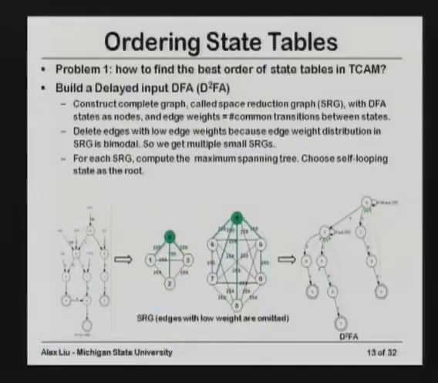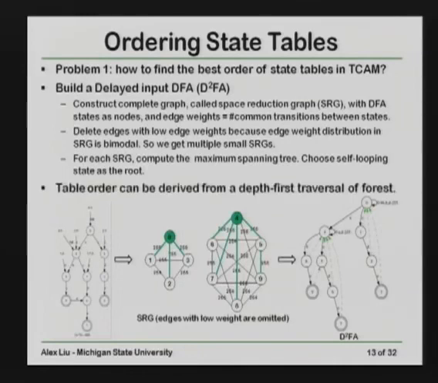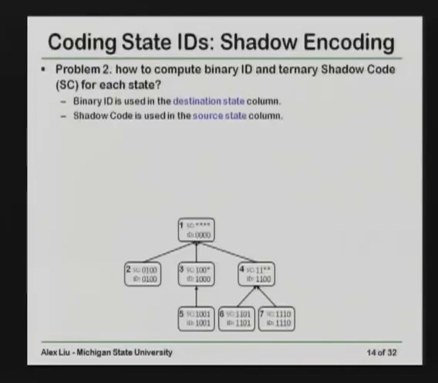For example, in this case, state 9 will defer to 5, 5 defers to 4, and for a self-loop state, basically the state where half of the outgoing edges point to itself. And to come up with the ordering, you can do a depth-first traversal of this forest.